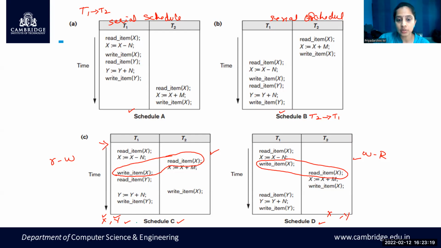So let me see schedule C. If it is conflict serializable, I have to check the read and write conflicts. Yes, a read conflict from the T2 operations and a read-write conflict from the T1 operations.